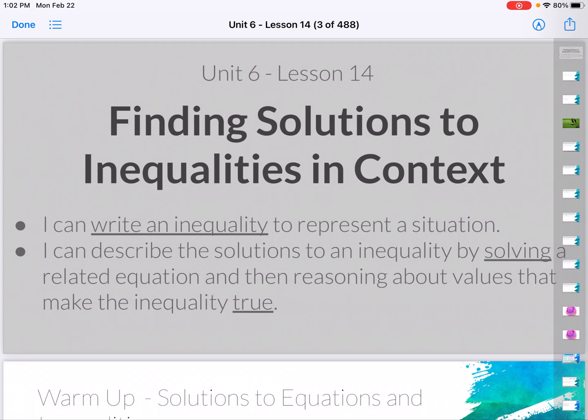Hi guys, so today we're doing Unit 6, Lesson 14, Find Solutions to Inequalities in Context. You can write an inequality to represent a situation, and you can describe a solution to an inequality by solving a related equation and then reasoning about the values that make an inequality true. The big thing with today's lesson is being able to understand what it is actually saying based on the word problem itself, not with numbers. So the idea is being able to translate that.